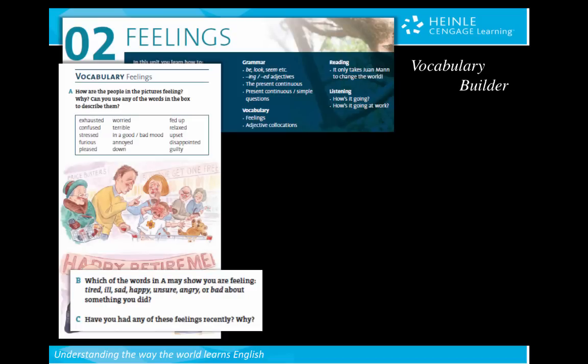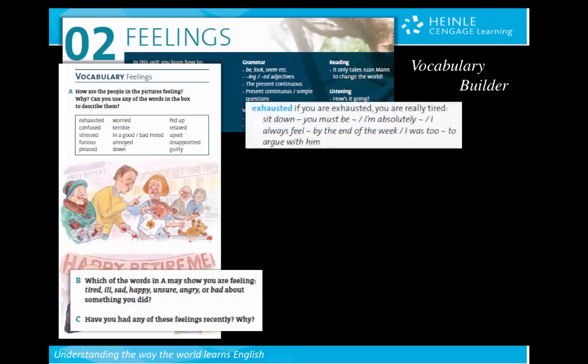To consolidate all of this vocab work, because obviously, you know, not all of this will go into all students at the same time. At the back of the book, and now online actually, there's a vocabulary builder which gives extra definitions. You know, if you're exhausted, you're really tired. And it kind of builds up what students can do with that. So it shows them extra collocations, extra examples. Sit down, you must be exhausted, I'm absolutely exhausted, etc.